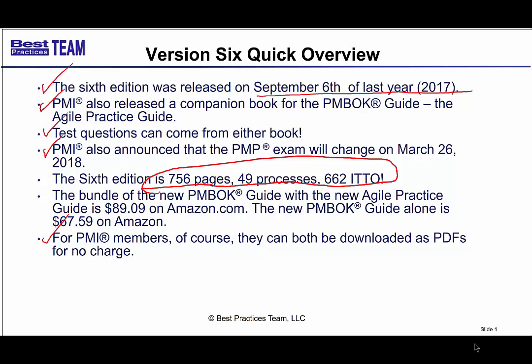If you want to buy the new book and haven't purchased it yet, the last time I checked on Amazon.com, the price for the bundle of the 2 books together was $89.09, and the PMBOK guide by itself was $67.59.